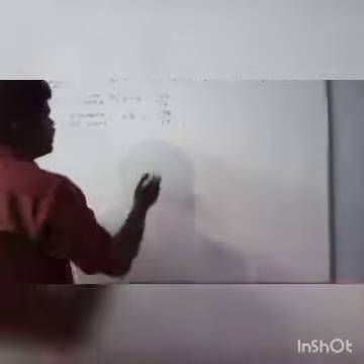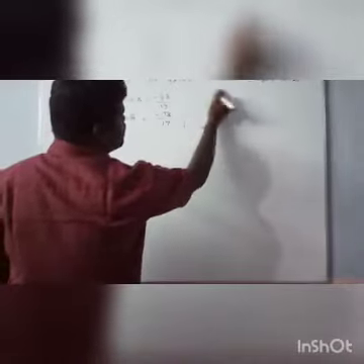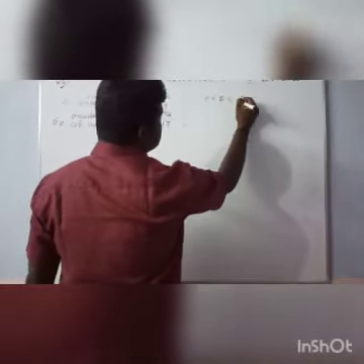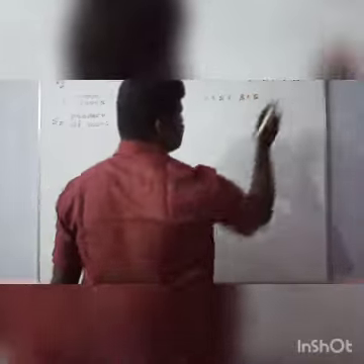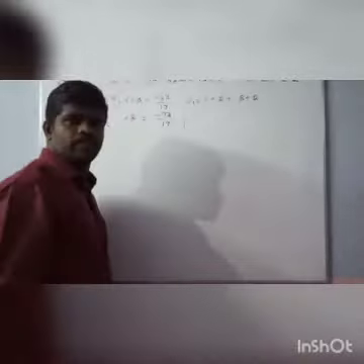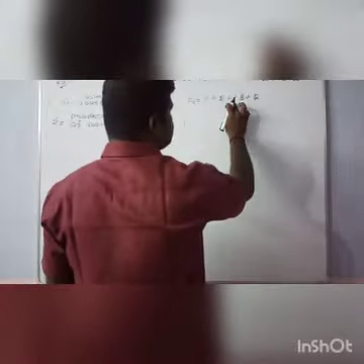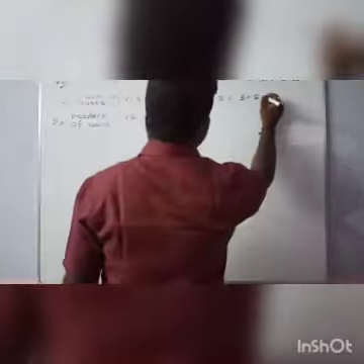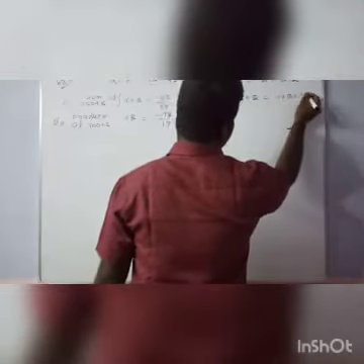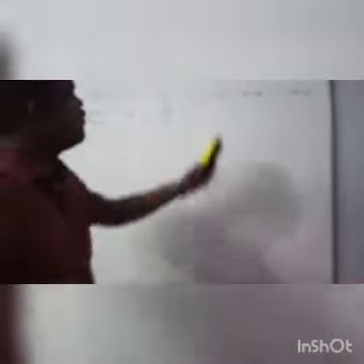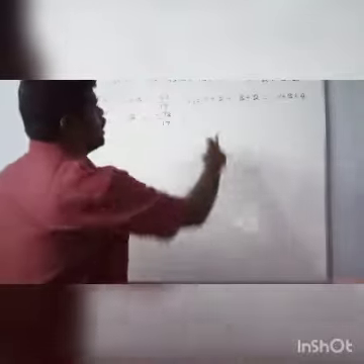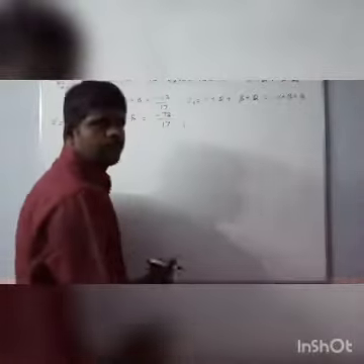So we have to find the sum of the roots. Alpha plus 2 plus beta plus 2. Both roots are added 2. So summation 1 is equal to alpha plus 2 plus beta plus 2, which is equal to alpha plus beta plus 4.